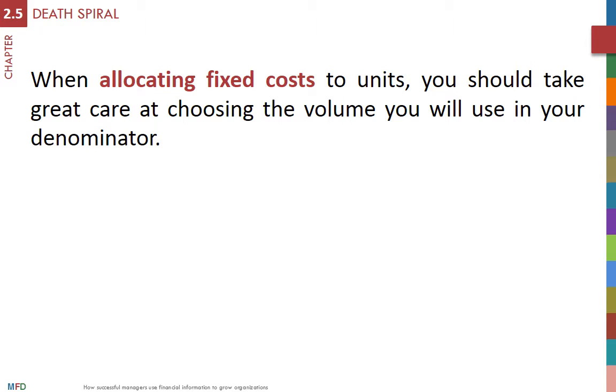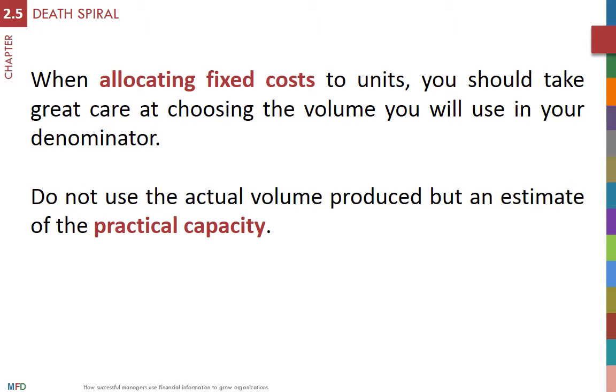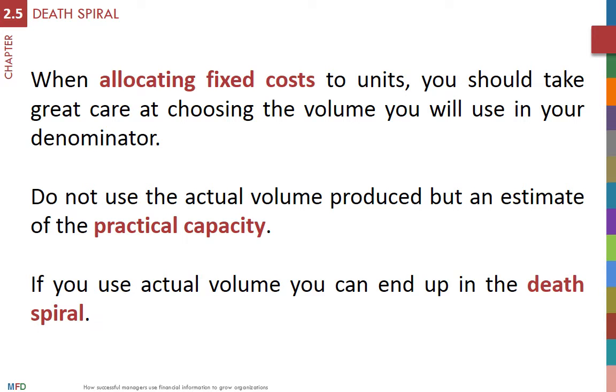When tracing fixed costs to products, the volume used as denominator should be selected with great care. Companies make the common mistake of choosing the actual volume as the denominator because this volume allocates all costs to the products. This mistake exposes the company to the risk of a death spiral. If you use actual volume as the denominator, cost estimates fluctuate with this volume.